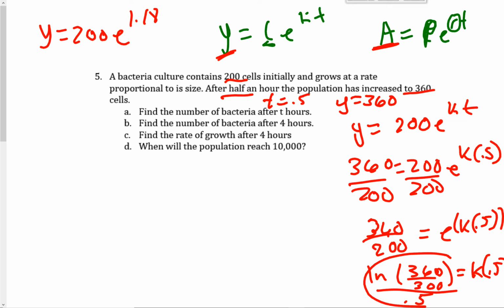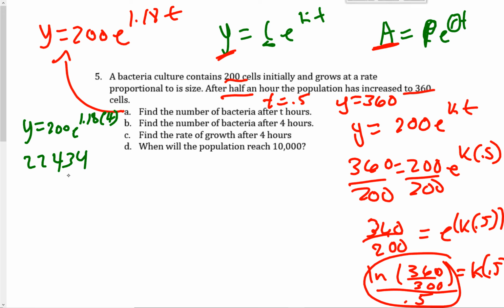Or I could leave this in. If I leave this in, I'm being more accurate, just like that. And then here's my t. So there's my a. Now I want to figure out after 4 hours. Well, that's when I just plug in 200, push e, raise it to 1.18, and plug in 4. And I get 22,434. So there's my B.